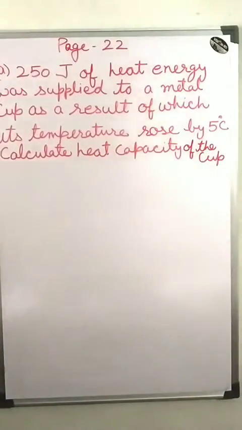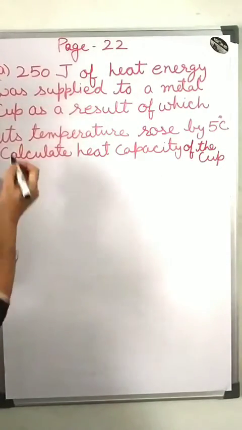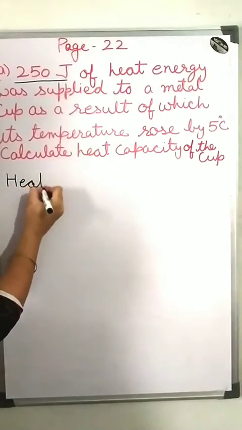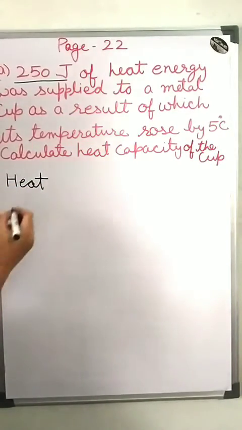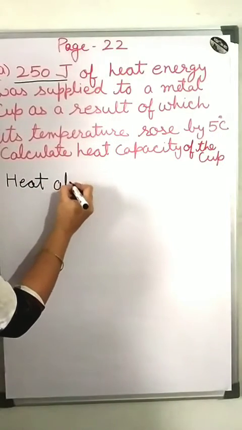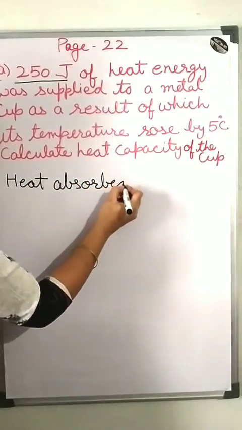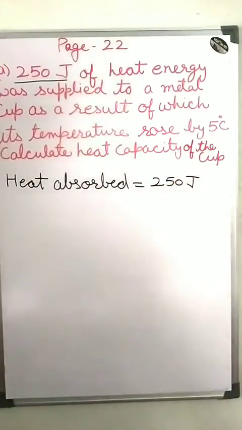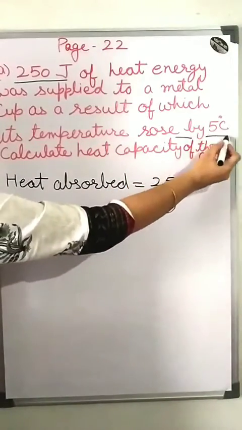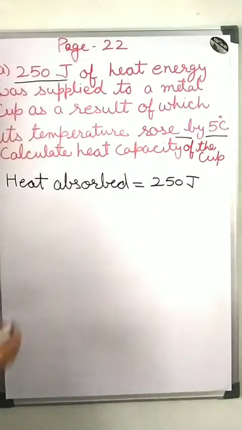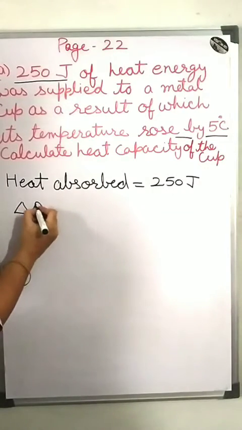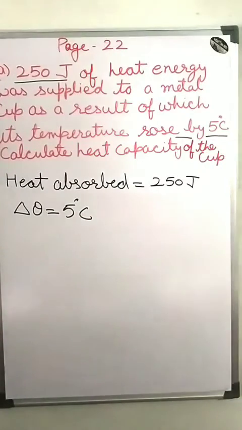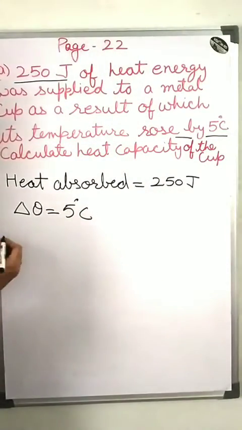So firstly, what we write here? First we find out the values given to us. Just see this one, 250 joule. So heat absorbed is equal to 250 joule, and the temperature rose by 5 degree Celsius. It means delta theta is equivalent to 5 degree Celsius, and we have to calculate heat capacity. So what is the formula of heat capacity?